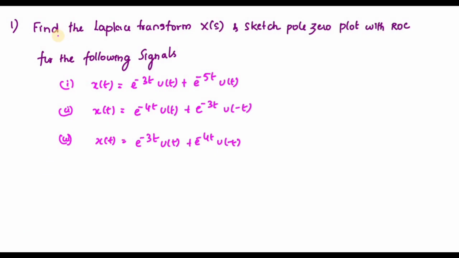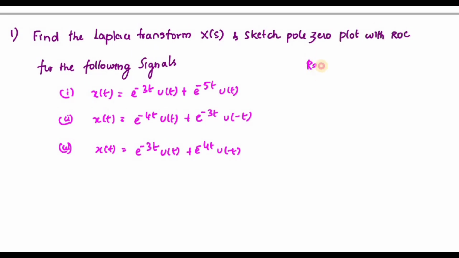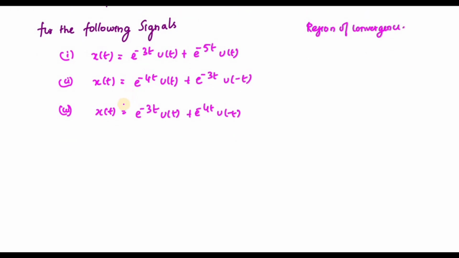So the question is, find the Laplace transform X(s) and sketch the pole-zero plot with ROC. ROC means region of convergence. For the following signal, the first signal is x(t) = e^(-3t)u(t) + e^(-5t)u(t). So if I want to take the Laplace transform of x(t), that is nothing but X(s).